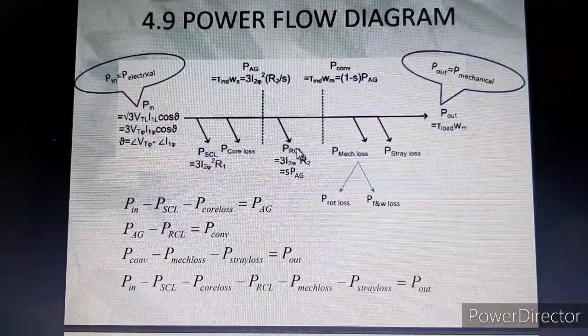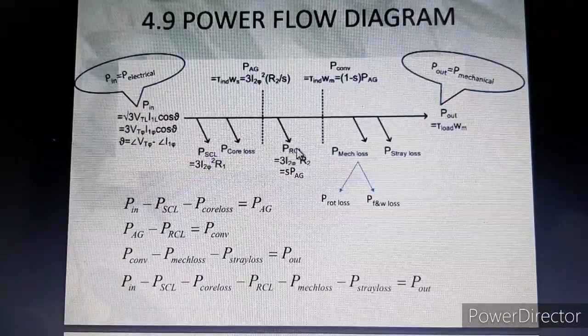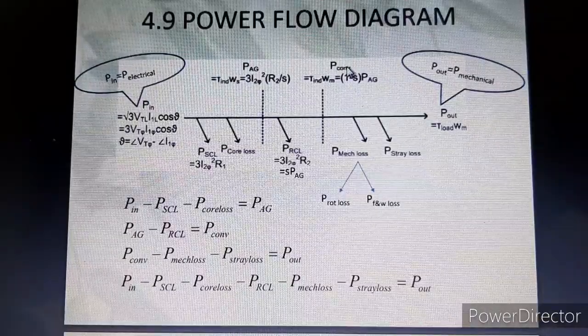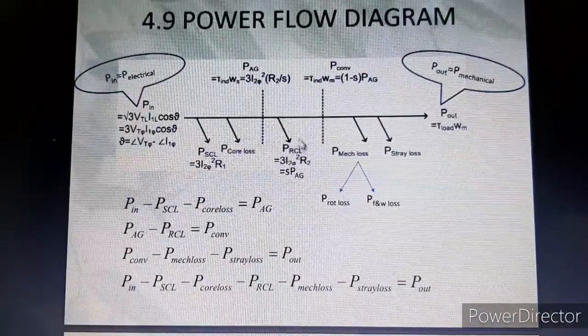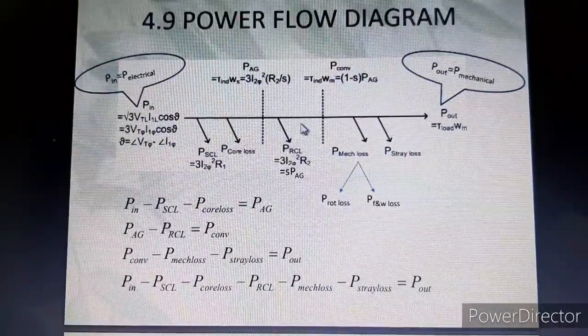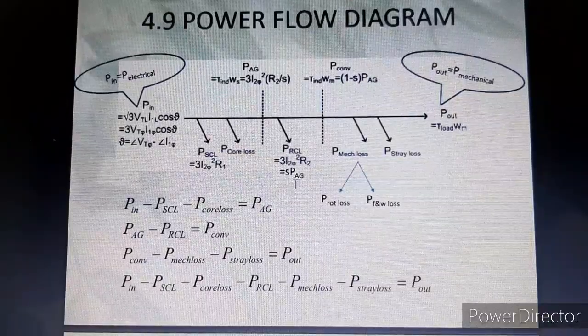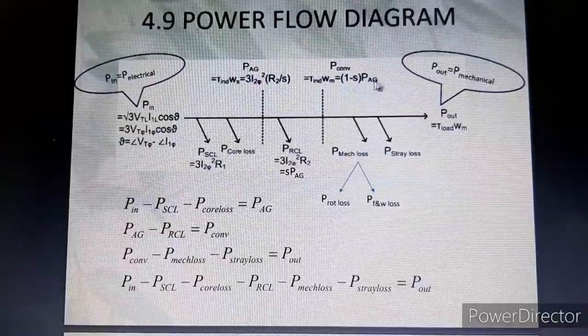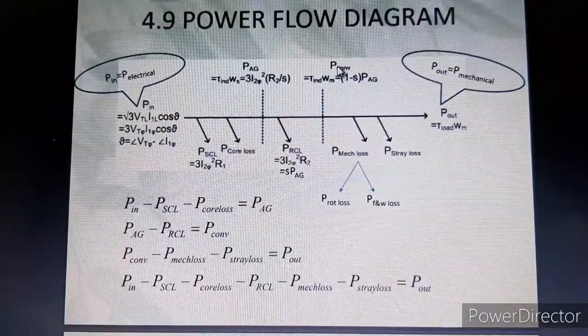So P converted equals P air gap minus PRCL. So factorize P air gap, and you come up with this formula: P air gap times (1 minus S) equals P converted.